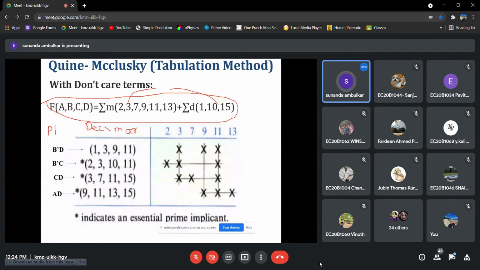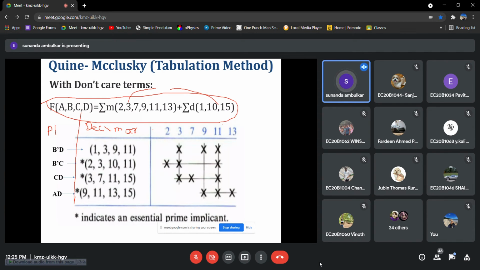So if we see here, this 2 belongs to which? If we see the second column, it belongs to b dash c. Here 3 belongs to b dash d, b dash c and cd, and 7 belongs to only one prime implicant, that is cd, and 9 belongs to b dash d and ad. Here 11 belongs to b dash d, b dash c, cd and ad, all implicants, and 13 belongs to AD only.